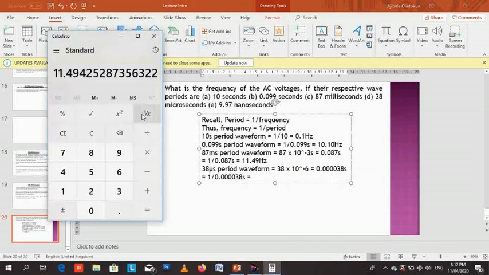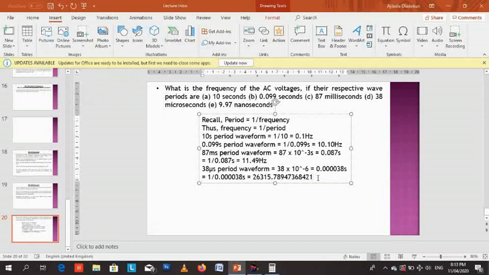0.000038, so 1 divided by 0.000038. That gives us 26,315 point something. You can just copy and paste from the calculator screen to save us time.